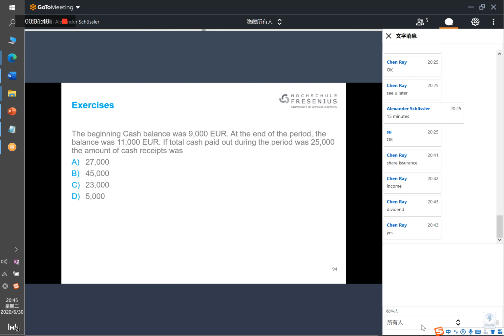The beginning cash balance was 9,000 euro. At the end of the period, the balance was 11,000 euro. If total cash out during the period was 25,000, the amount of cash receipts was? Try that. Maybe first try to do this on your own.